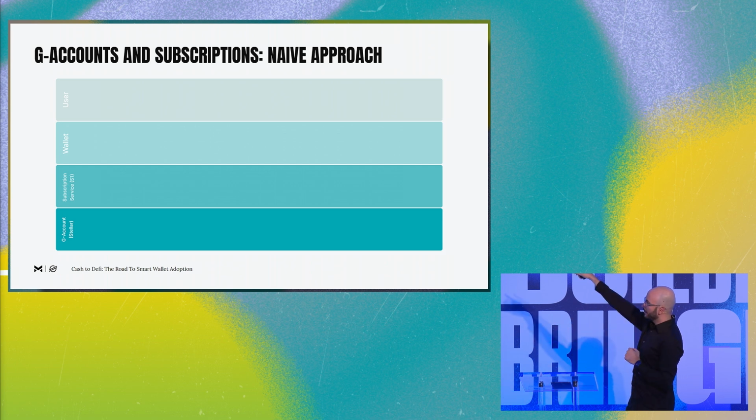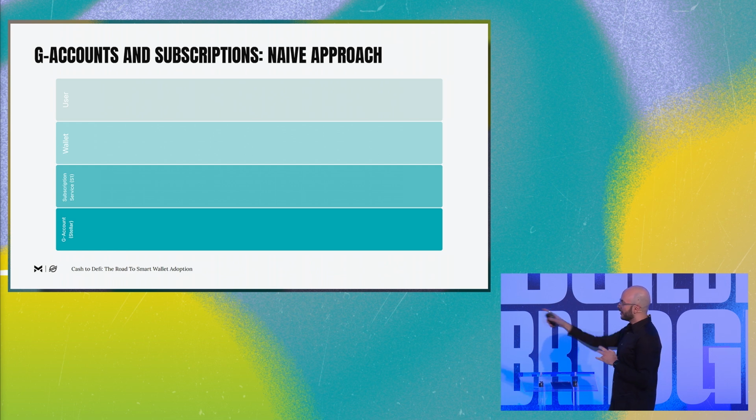So user being the top one, that is you. Wallet, which is the wallet provider. The subscription service, which is the thing that you're trying to subscribe to. And the G account, which is the underlying structure on Stellar that is powering your subscription.